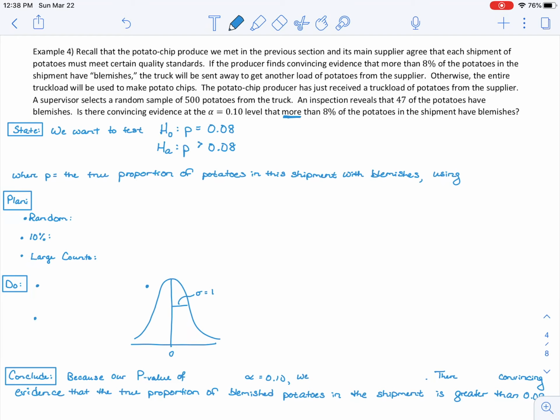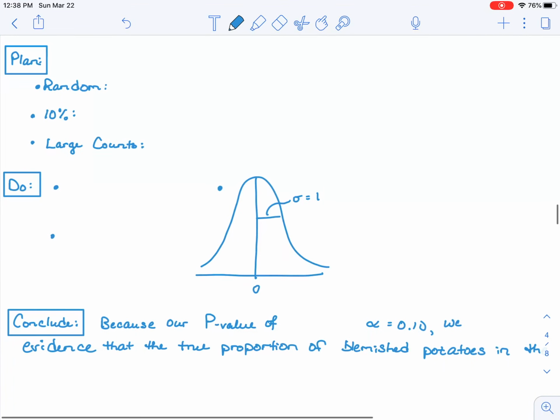The variable p that I'm using here is the true proportion of potatoes in the shipment with blemishes. And I need to state that I'm using a 10% significance level. So when I plan, I'm going to state how I'm going to do this test. The name of this test is a 1-sample z-test for the population proportion. Next video I'll be making is for a 2-sample z-test for a population proportion.